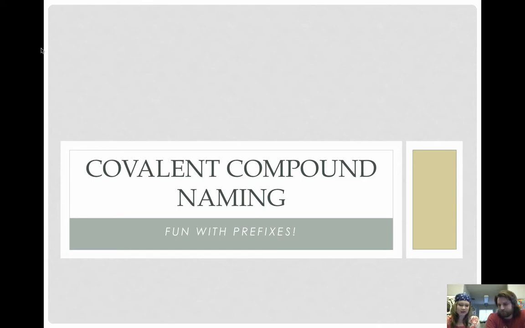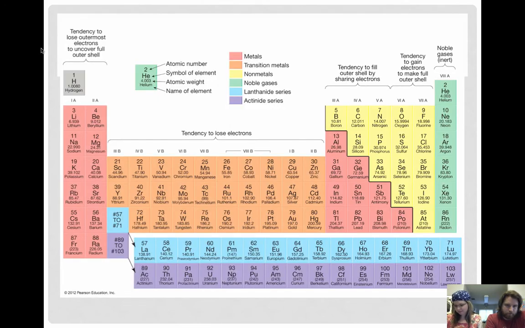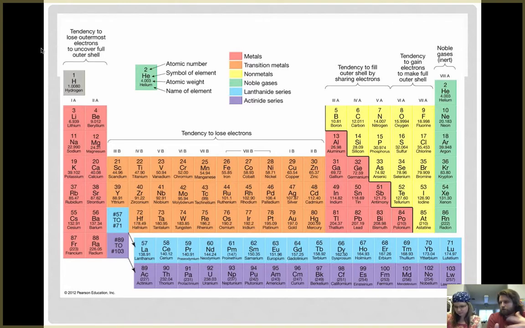So these covalent compounds, they have these funky words in front of them. Okay, well, those are prefixes. Let's learn a little bit about those and go through some covalent compound examples. First, let's look at the periodic table. We want to know what covalent compounds are between.